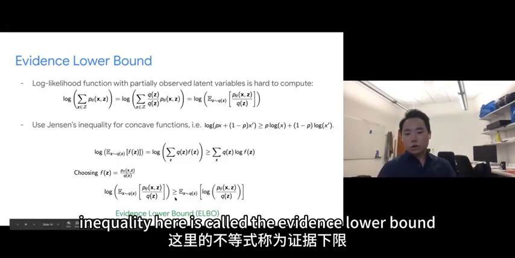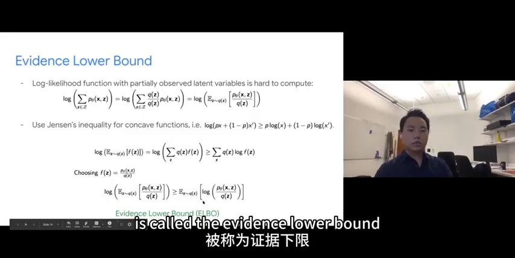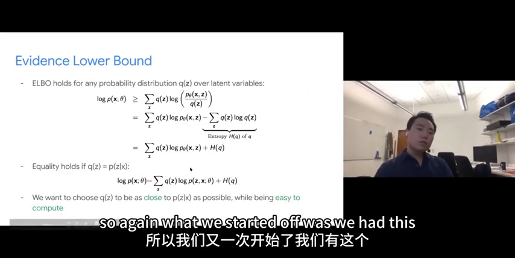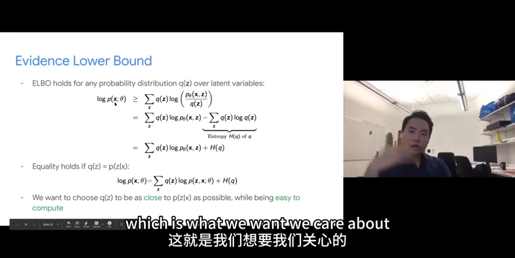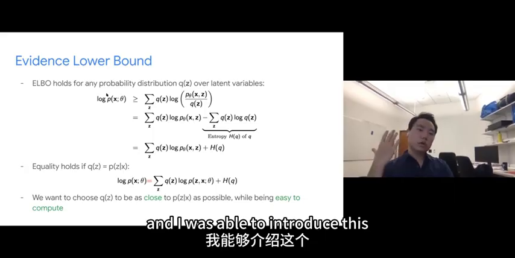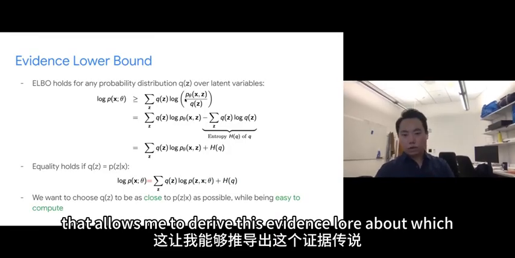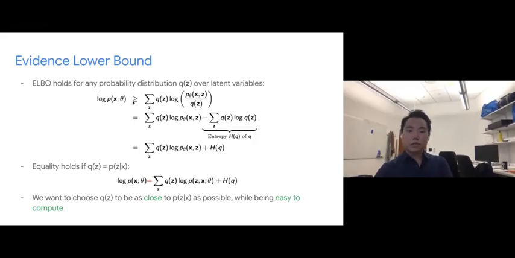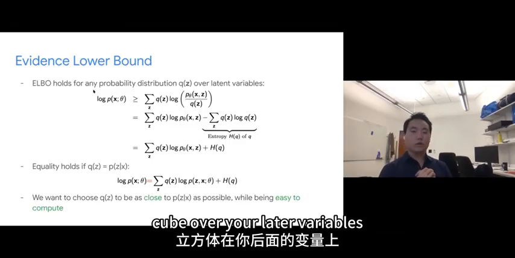So this inequality here is called the evidence lower bound. In particular, this term on the right-hand side is called the evidence lower bound. Again, what we started off with was the data log likelihood, which is what we care about. This is really difficult to compute. And I was able to introduce this proposal distribution Q of Z that allows me to derive this evidence lower bound, which at least gives us an easier way to compute it. And this evidence lower bound holds for any probability distribution Q over your latent variables.